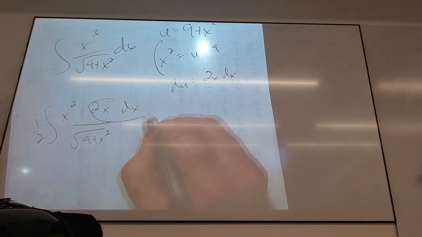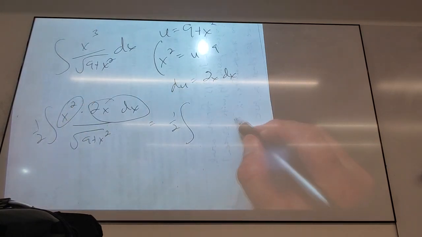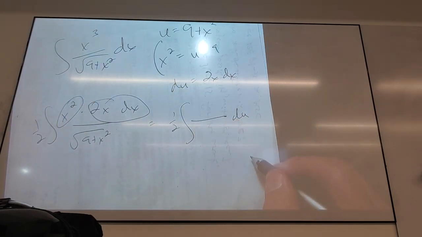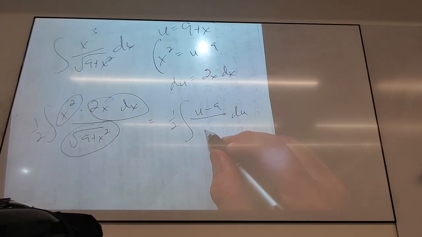Well, what's this? du. And what's this? u minus 9. And what's this? Square root of u.